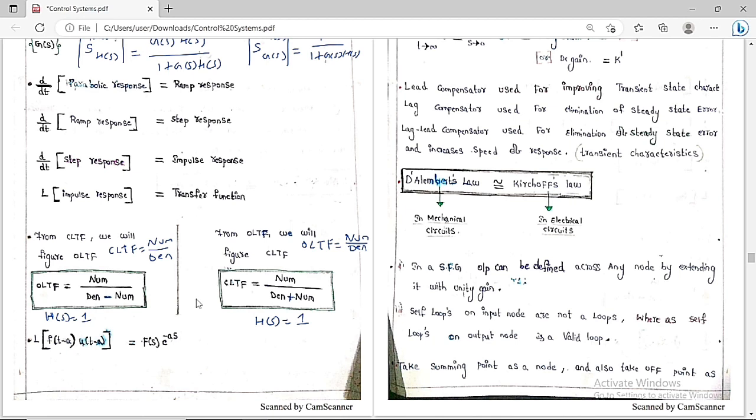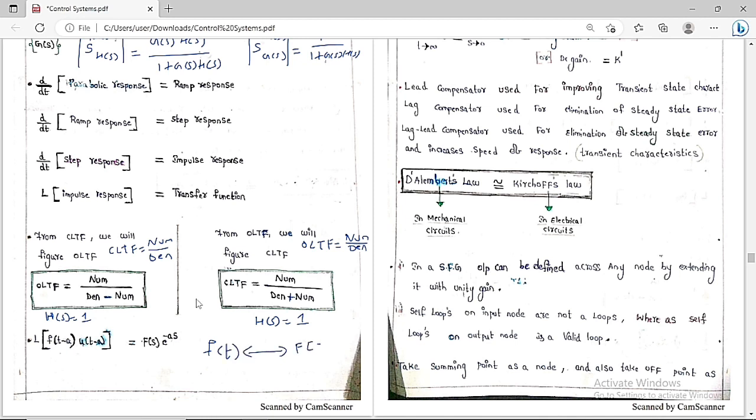And the Laplace transform of f of t minus a into u of t minus a is equal to e to the power of minus as into F of s. So this one you always have to keep in your mind. So therefore, we can say, suppose for f of t, the Laplace transform is F of s.